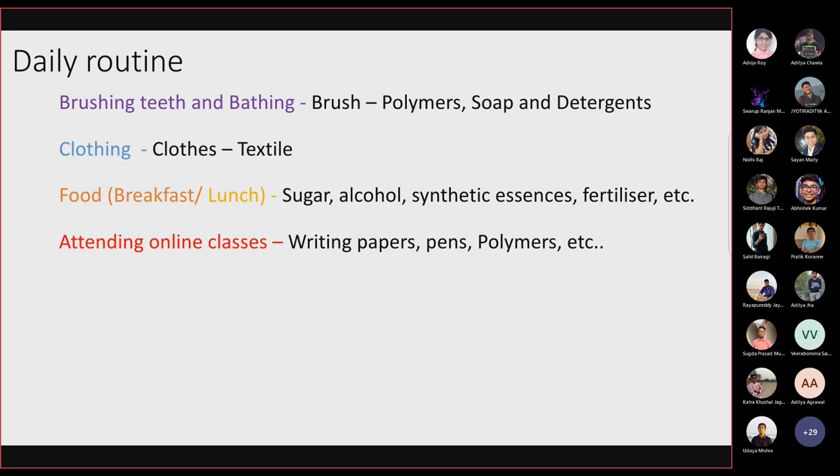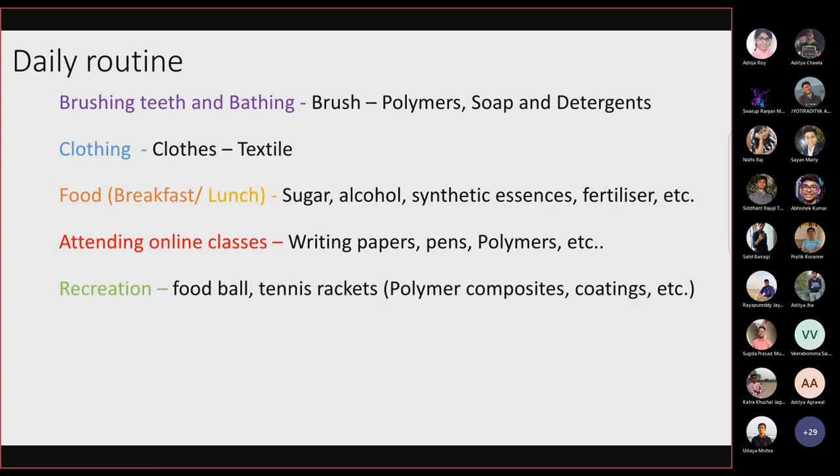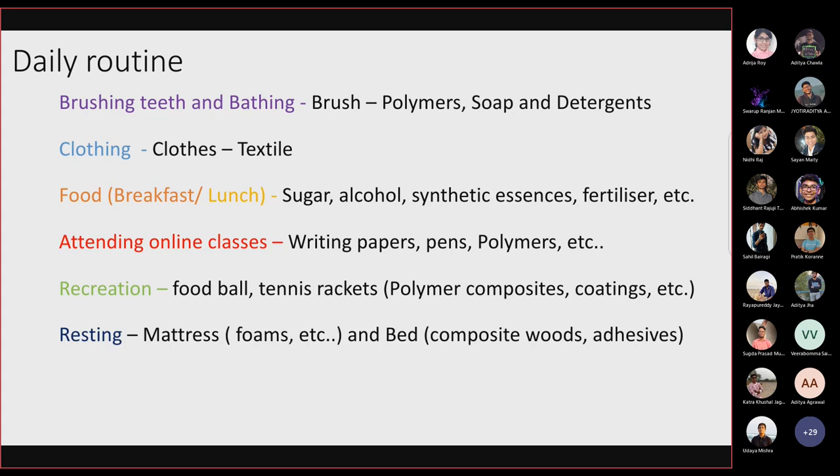And then, usually we attend classes, but right now, attending online classes, writing papers, pens, polymers, tablets we use, computers we use, this is also made of hard polymers. Then even for recreation, football is made of synthetic polymers, tennis rackets, polymer composites and coatings. Even for resting, nowadays most mattresses are foam mattresses, polyurethane foam mattresses. The polyurethane foam mattress is also made in the chemical process industries.